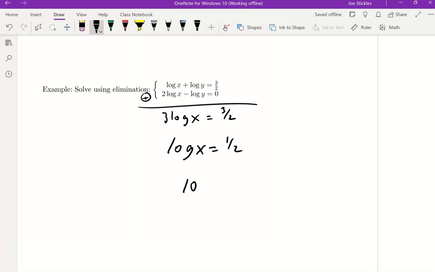We want to write this in equivalent exponential form to solve it. What's the exponent? It's 1/2, right? Remember, the answer to a logarithm is an exponent. 10 to the 1/2 equals x. So we have what the x value is here. And then just to remind, if we have a fraction exponent, what's another way to rewrite the 1/2 power? Square root. Good. So this says x is square root of 10.